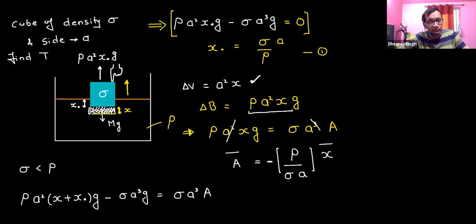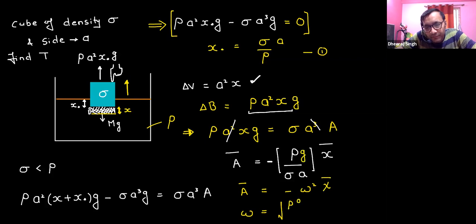Now you compare A is equal to minus omega square x, and omega will come out to be root over, there should be g somewhere, this is g, root over rho g by sigma a. Shraddha, is it clear?